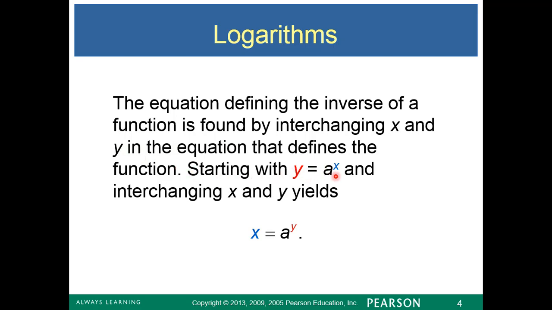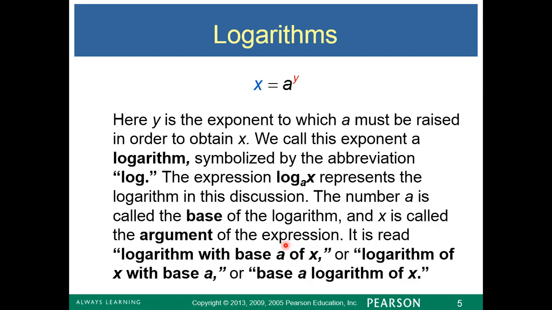So we start with y equals a to the x, and we're going to switch them and get x equals a to the y, and now we're going to solve for y. Okay. So y is an exponent that a must be raised to in order to obtain x. We call the exponent a logarithm, symbolized by the abbreviation log. The expression log base a of x represents the logarithm in this discussion. Okay? So this is an exponent. This is equal to y.